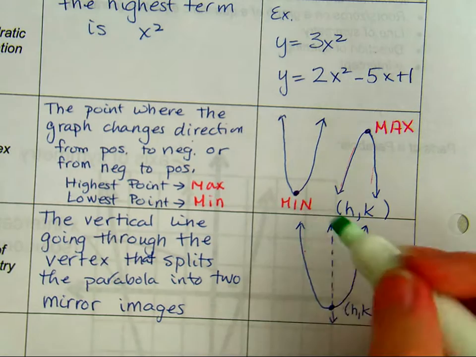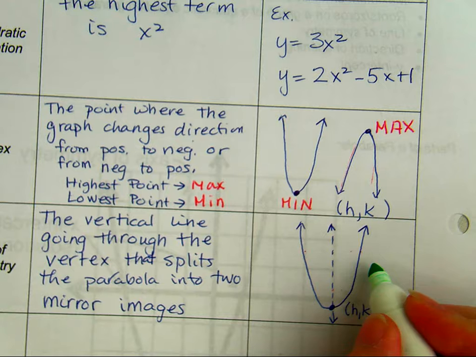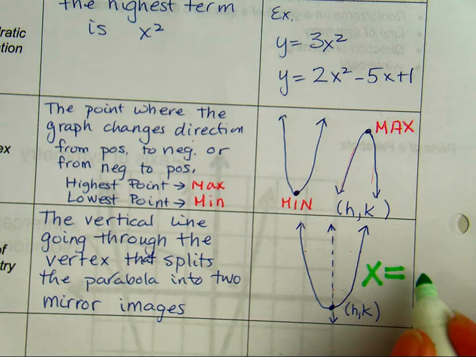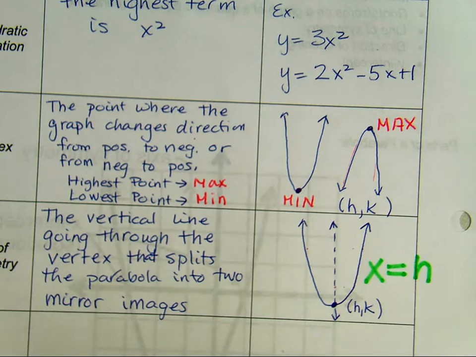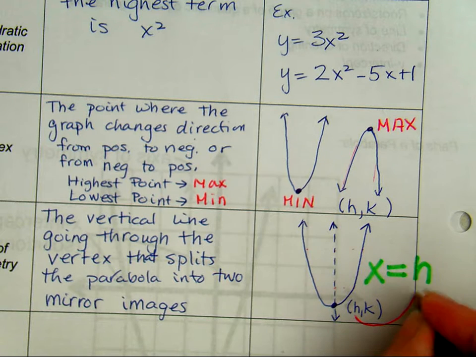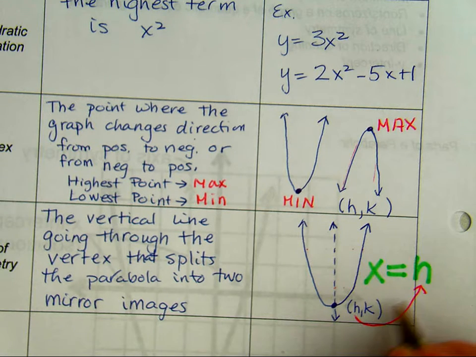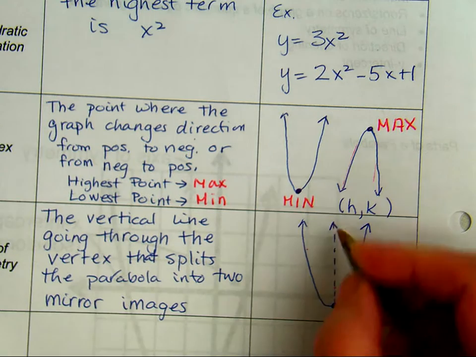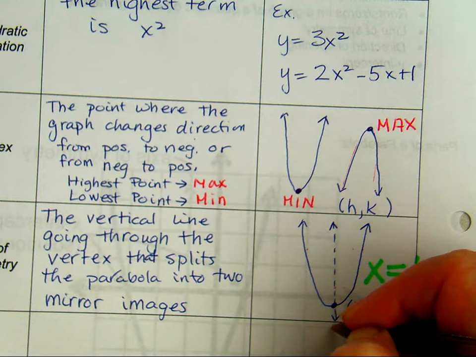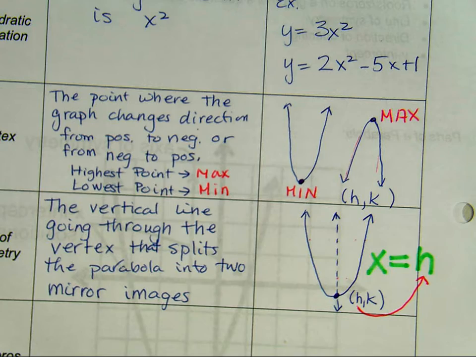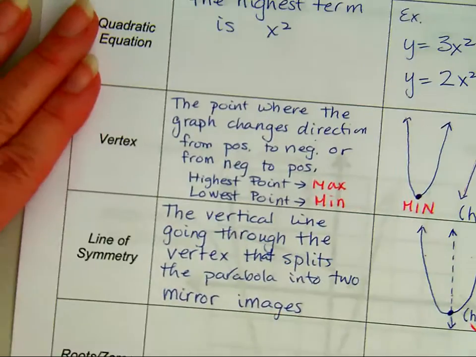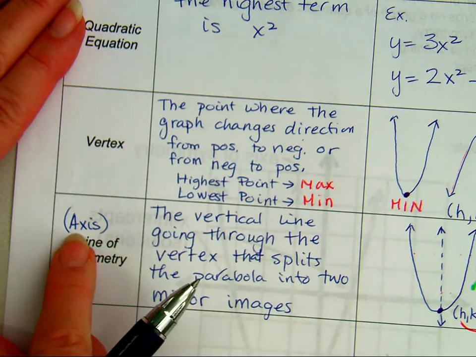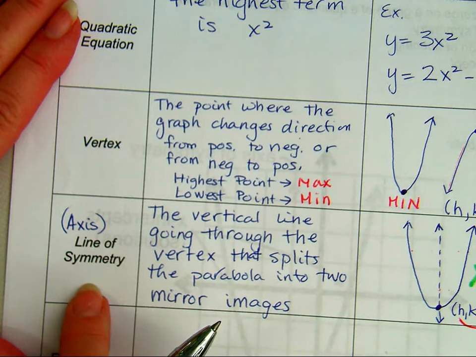Now, what we have is a vertical line, and for any vertical line, the equation starts with x equals. And then the number that we use comes from right over here, the x-coordinate. So whatever that number is, that's what you're going to use here. This will be the letter x, but this will be a number. And that's how you define this line right here. So we've got the line of symmetry. Oh, I need to tell you something. Sometimes this is called the axis of symmetry. So it can be the axis of symmetry or the line of symmetry.